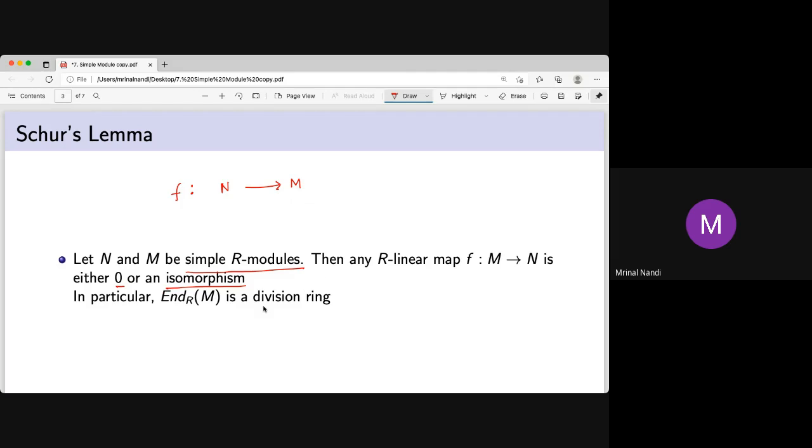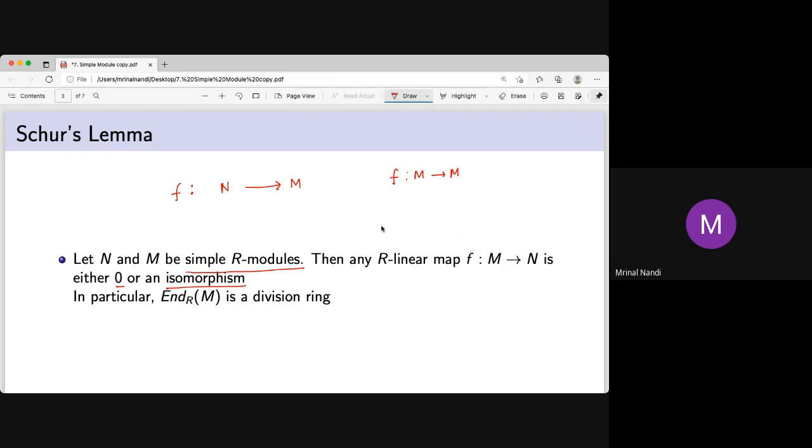Now, in particular, if you take the endomorphism, that means taking M to M, the set of all linear maps from M to M, then this collection is called the endomorphism ring, and this is a division ring.